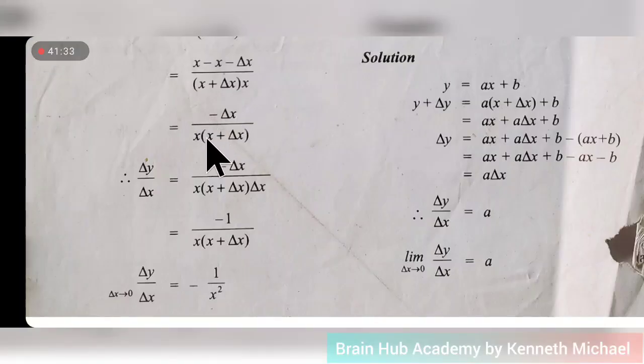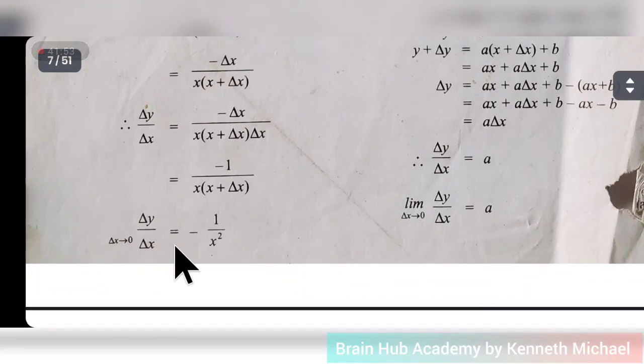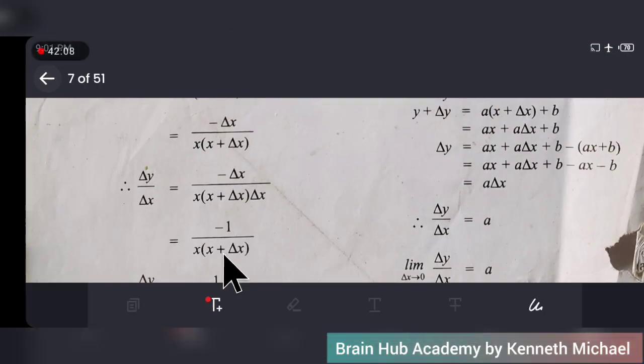If you divide through by delta s, you are going to have delta y over delta s, still the same as minus delta s all over s into bracket of s plus delta s, divided by the delta s you have here initially. So this delta s will cancel this delta s up there, so you are left with minus 1 over this. So as delta s tends to 0, delta y over delta s will be equal to, because this will become 0, s times this s will be s square. So the minus here is what is reflected here. So 1 over s square is what we have.